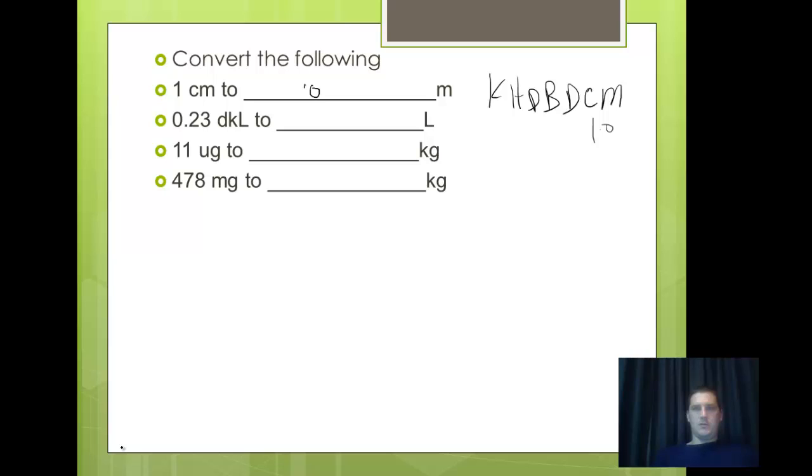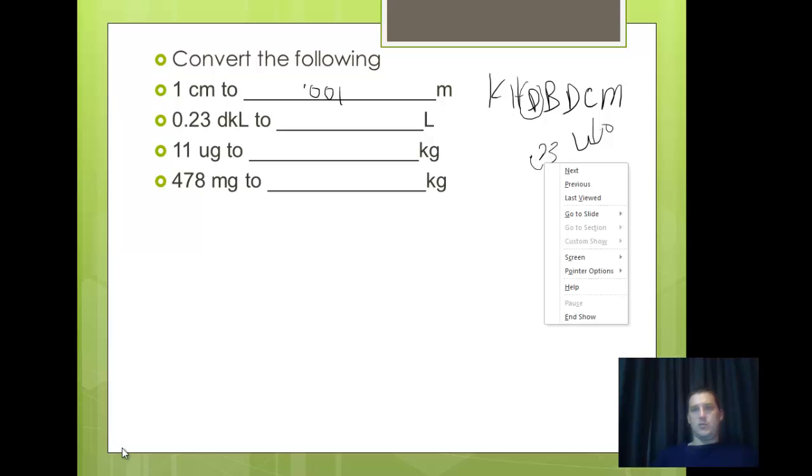Takes us to deca. Yes. So 0.001 meters. The dk is this side. Okay, it's that D right there. It's not this one. This is deci. This is deca. Okay. So 0.23. Let's write it where it goes. 0.23. Okay, we're going to move it to liter. Our liters are, so we're moving it over 1, 2. So it's simply going to be 23 liters.